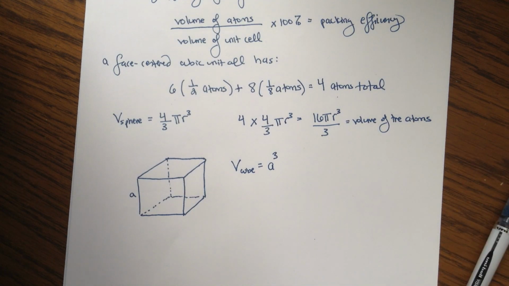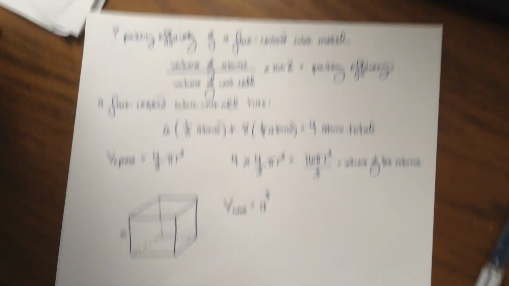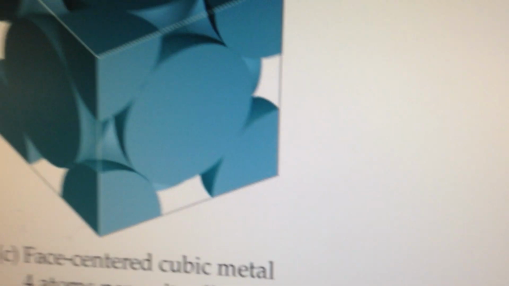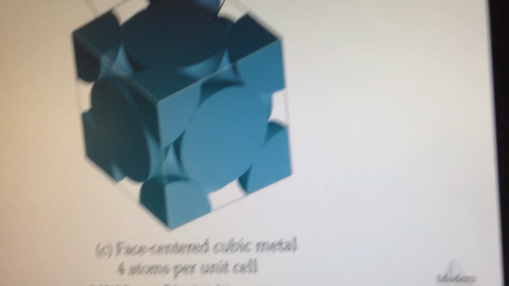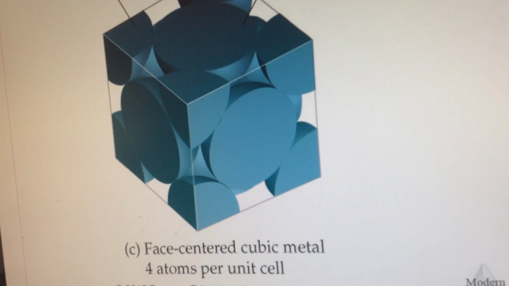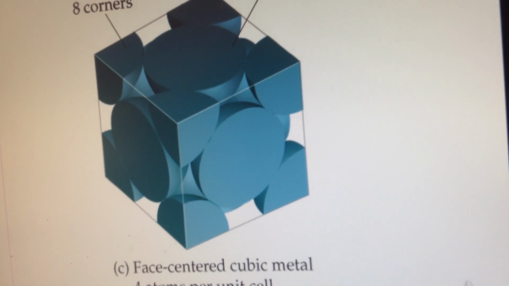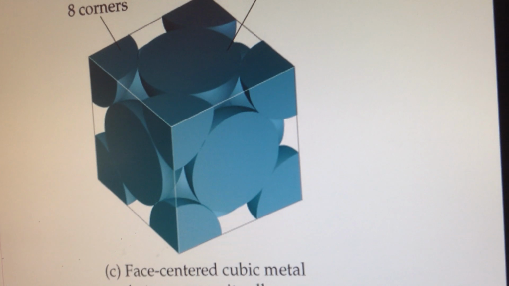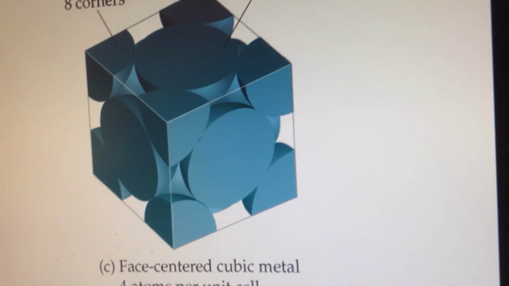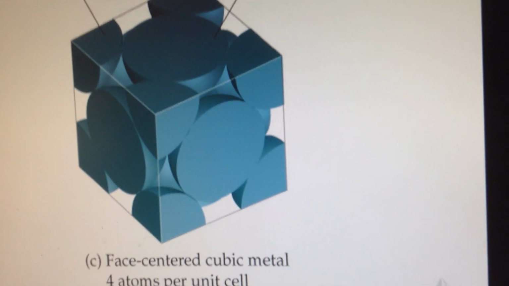So we need to think about the way atoms are arranged inside this face-centered cubic metal. I've got to pick up my iPad here so I can show this to you. All right, let's look at the picture. There we go. There's our face-centered cubic metal. You can see we've got 1/8 atoms on the corners and a 1/2 atom at the center of each face. And one thing you'll notice, oh, this is so shaky.